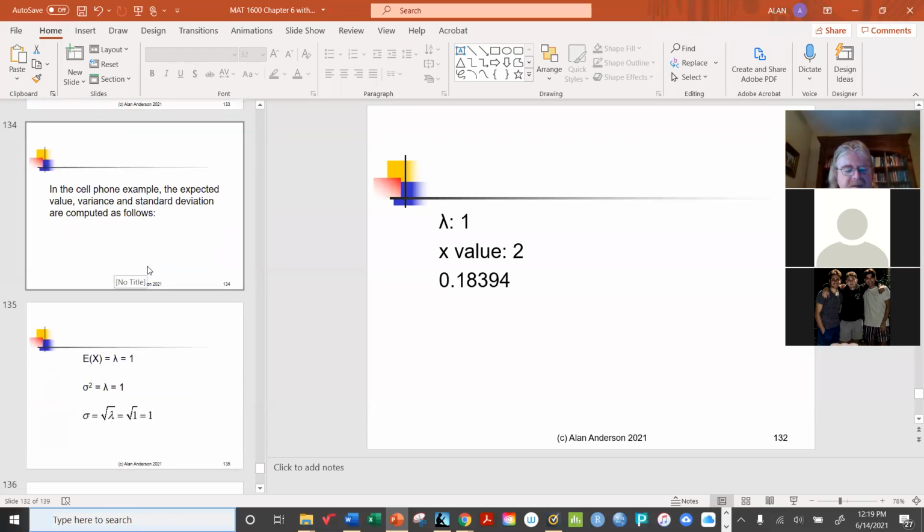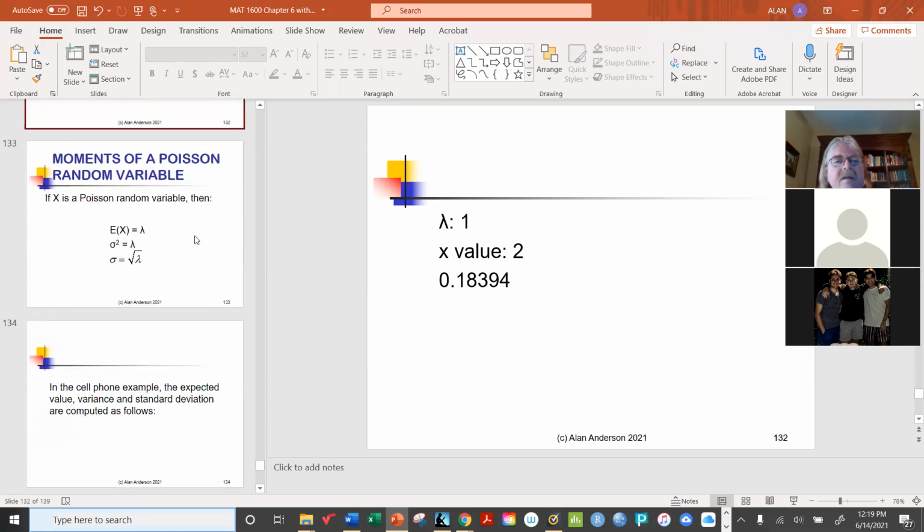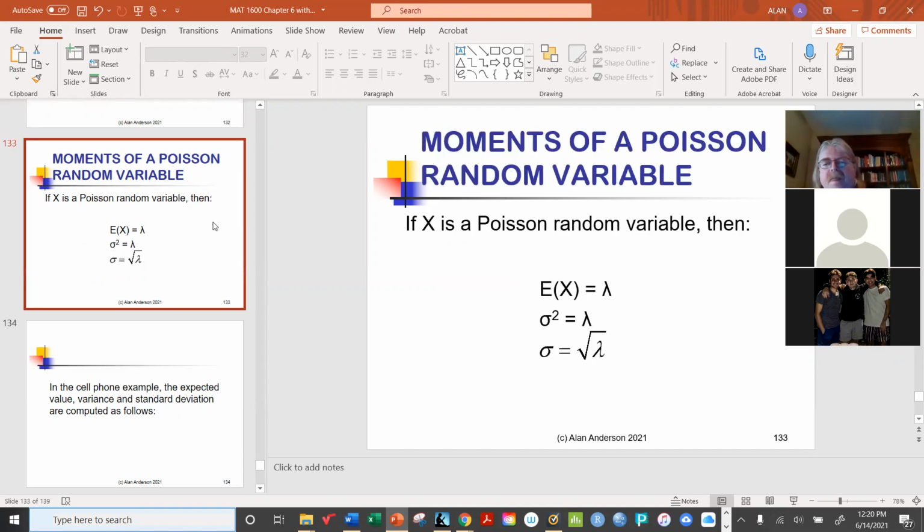All right, so I'd like to wrap this up now by showing you two more things. Number one, the moments. There are shortcut formulas for the moments here as well, as there was for the binomial distribution, except they're even easier if that's possible. Look how simple they are. The expected value is just lambda, the variance is lambda, the standard deviation is, of course, then the square root of lambda.